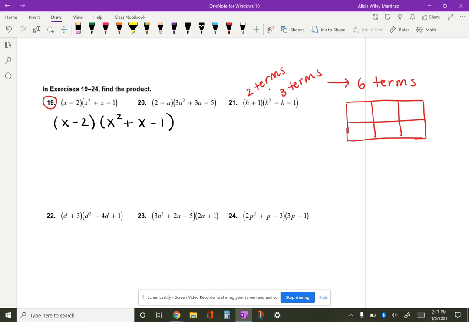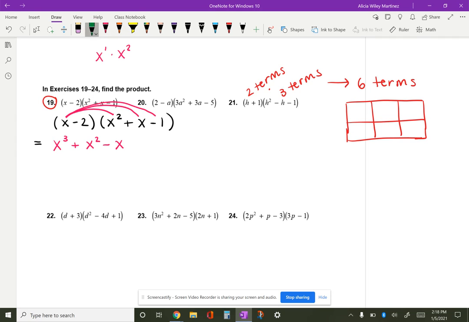So let's start with the first distribution. I'm going to do x times x squared. Remember, that's x to the first times x squared. You add your exponents, so it results in x to the third power. X times x comes next. Pay attention to your signs. We should start to realize that x times x is going to be x squared. That will start to become second nature to you. Last but not least, you still have to distribute x to the -1. X times -1 is -1x or just negative x.